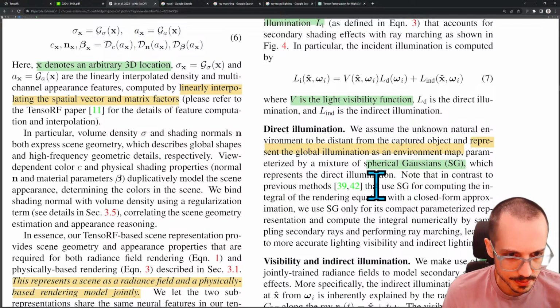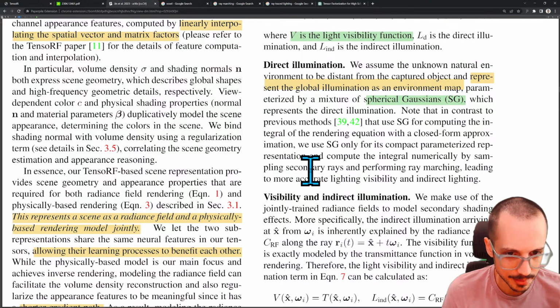In contrast to previous methods that use spherical Gaussians for computing the integral rendering equation, we use spherical Gaussians only for its compact parameterized representation and compute the integral numerically by sampling secondary rays and performing ray marching.